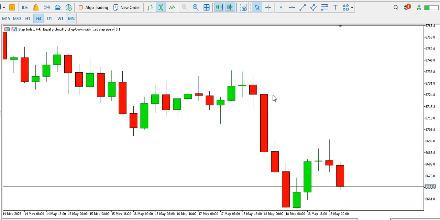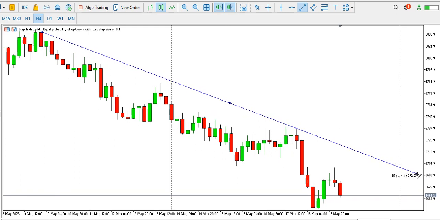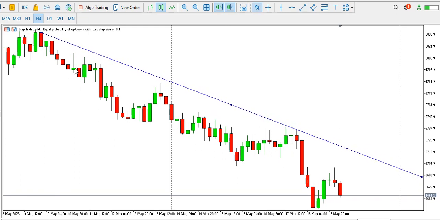Let's look at step index on the 4-hour time frame. What do we have? We can still see that the trend is bearish in the sense that price continues to establish lower high, lower low, lower high, lower low. This is a high, it's a lower low, lower high, lower low. This is a high, lower low. So price is establishing lower highs and lower lows. That's typical of a bearish structure.